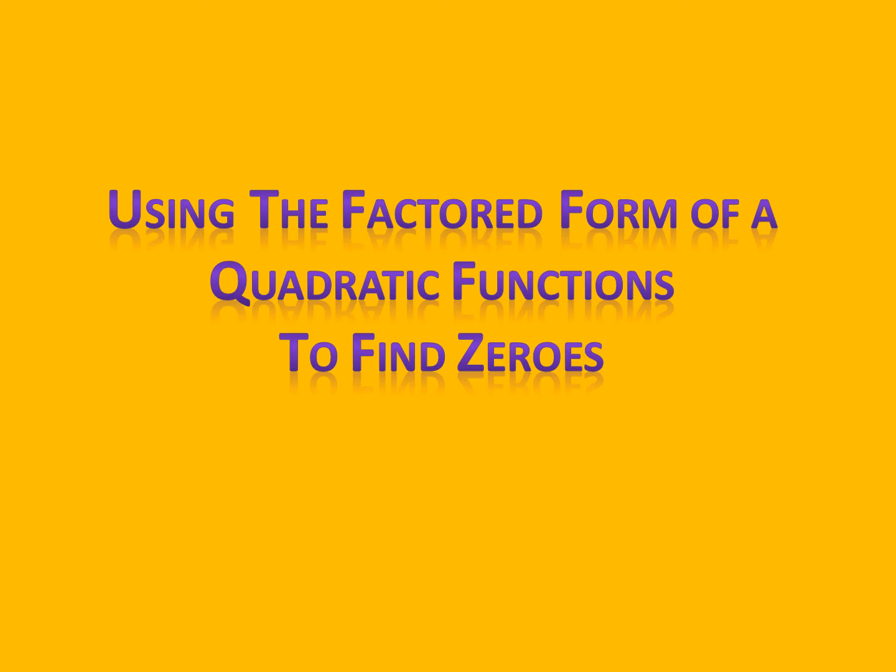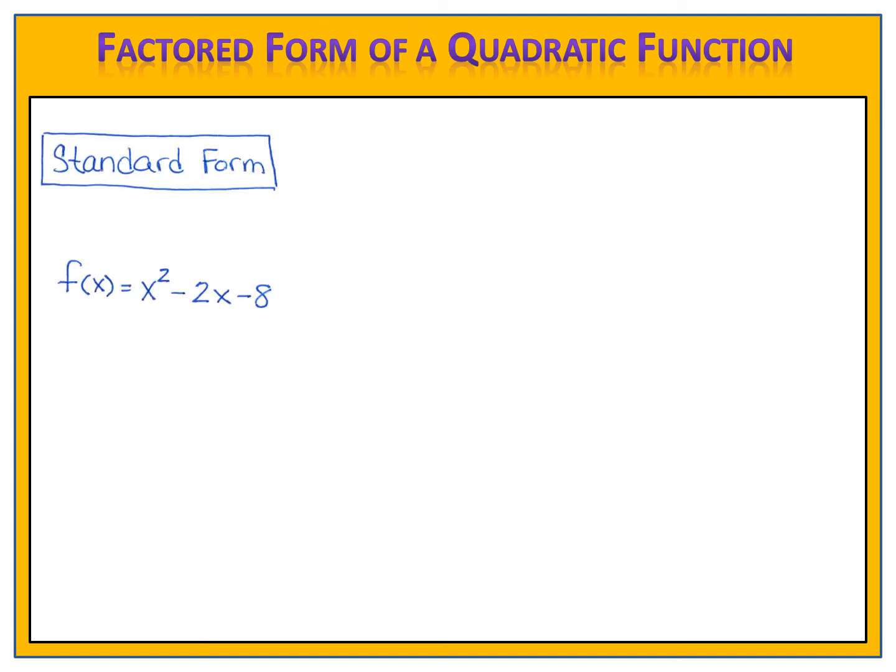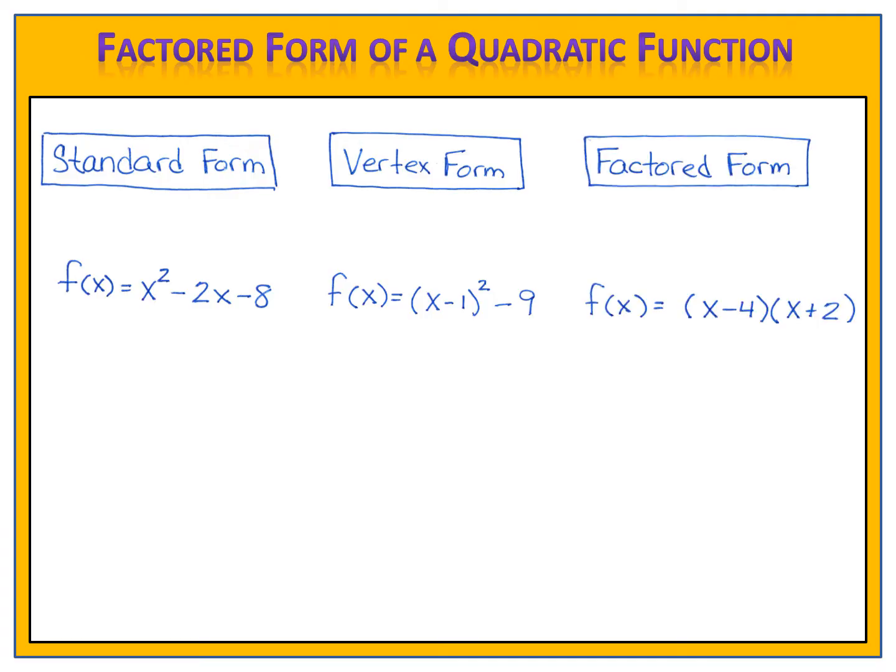In this lesson, we're going to learn about the factored form of a quadratic function and how to use that form in order to find the zeros. There are several different forms that a quadratic function can take on: standard form, which you see here, vertex form, which you see here, and factored form, which we see here.